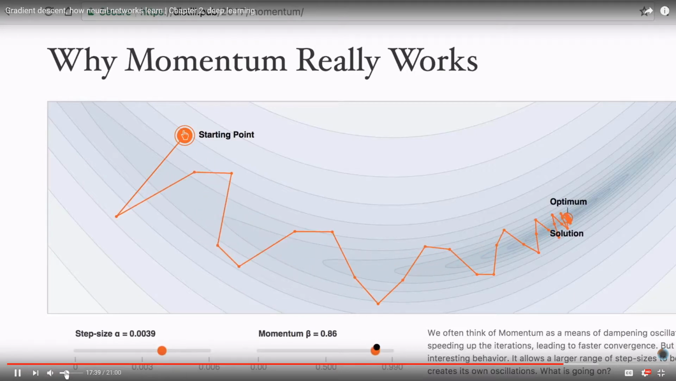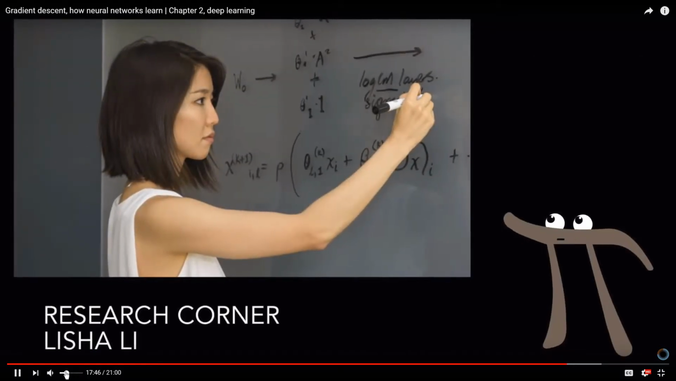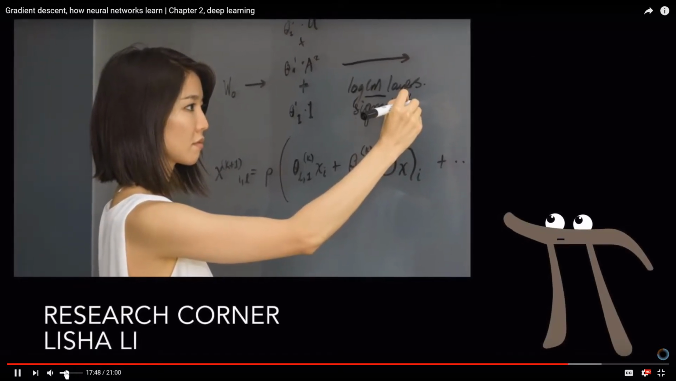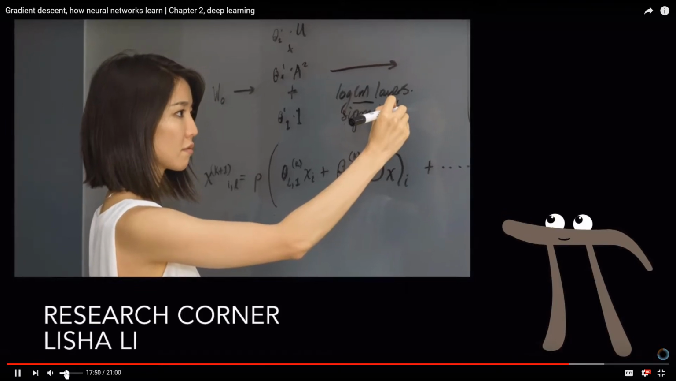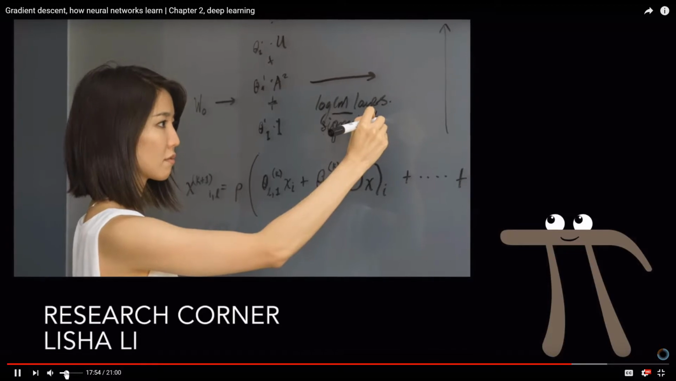To close things off here for the last few minutes, I want to jump back into a snippet of the interview that I had with Lisha Lee. You might remember her from the last video. She did her PhD work in deep learning. And in this little snippet, she talks about two recent papers that really dig into how some of the more modern image recognition networks are actually learning.